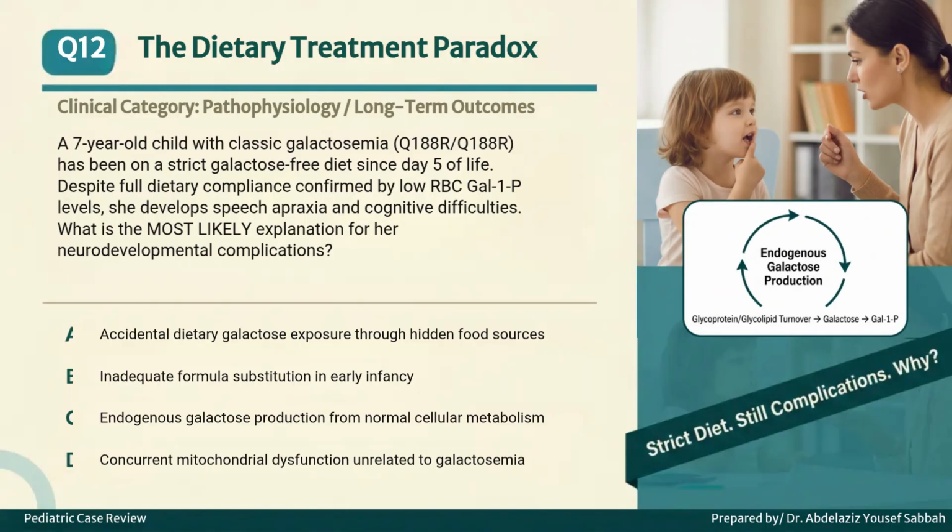Case 12. A 7-year-old child with classic galactosemia, genotype Q188R homozygous, has been on a strict galactose-free diet since day 5 of life.